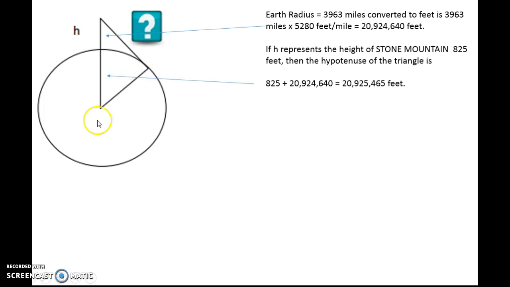So here's the short side, that's the radius of the Earth. The hypotenuse here is going to be the radius of the Earth plus the height of Stone Mountain. And so that's going to be 825 plus 20.9 million, that big number right there.